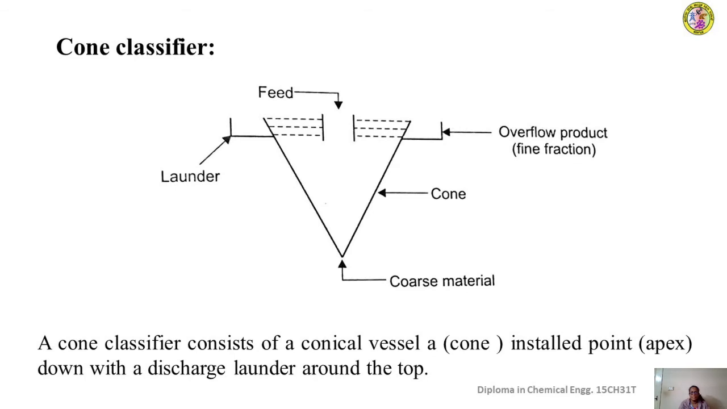Let us now discuss another type of classifier called a cone classifier, which has a very simple construction. It consists of a conical vessel that is placed in such a way that its apex is at the bottom. It also contains a discharge launder around its top.